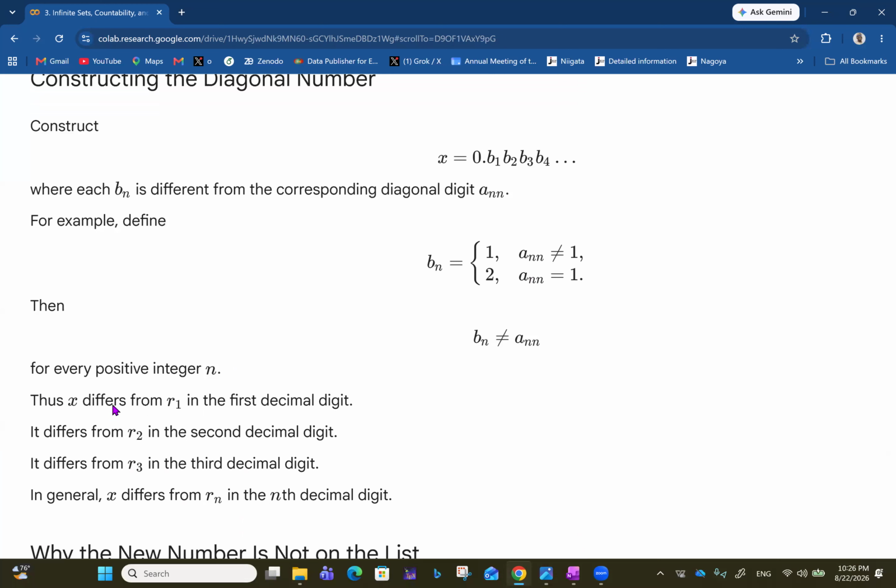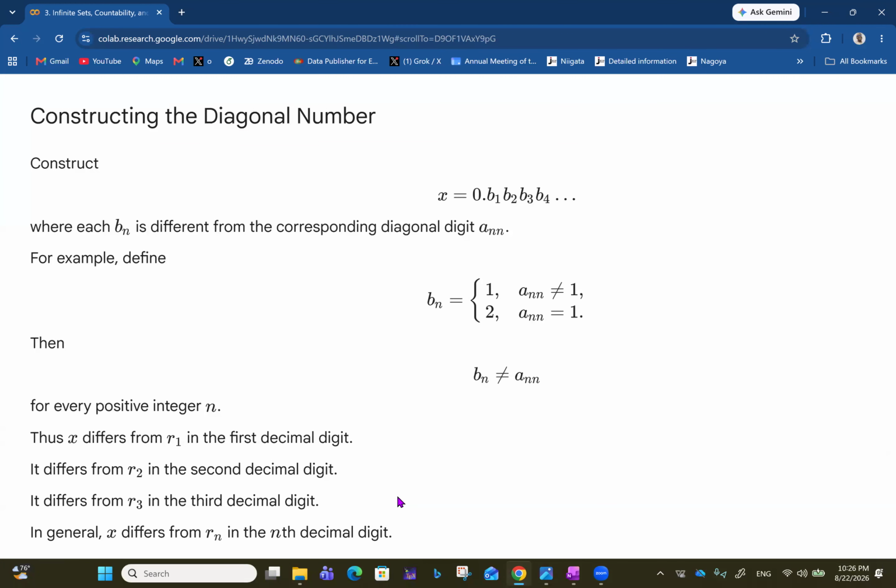So thus x differs from R1 in the first decimal digit. It differs from R2 in the second decimal digit. It differs from R3 in the third decimal digit. And in general, x differs from Rn in the nth decimal digit. So that's us constructing that diagonal, because b sub n is 1 when a sub nn is not equal to 1, and it is 2 when a sub nn is equal to 1.